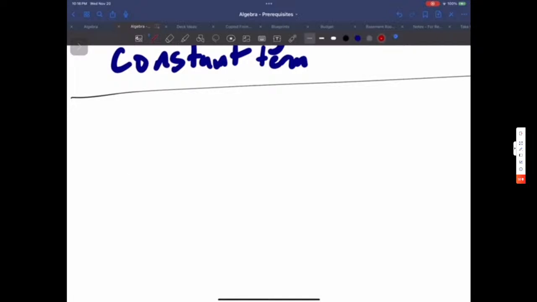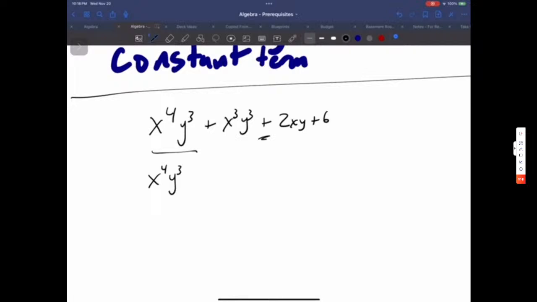It says, note, for polynomials in more than one variable, the degree of a term is the sum of the exponents of the variables in the term. The degree of the polynomial is the highest degree of its terms. So, for example, we'll do a simple one. x to the 4, y to the 3, plus x to the 3, y to the 3, plus 2xy plus 6, for example, just cutting out a bunch of the middle ones, has a degree of 7 because x to the 4, y to the 3 gives us 4th degree plus 3rd degree, 7th degree. That is the degree of the polynomial.